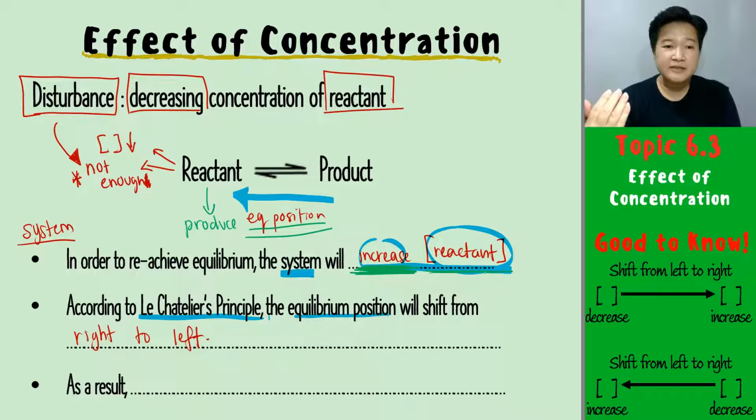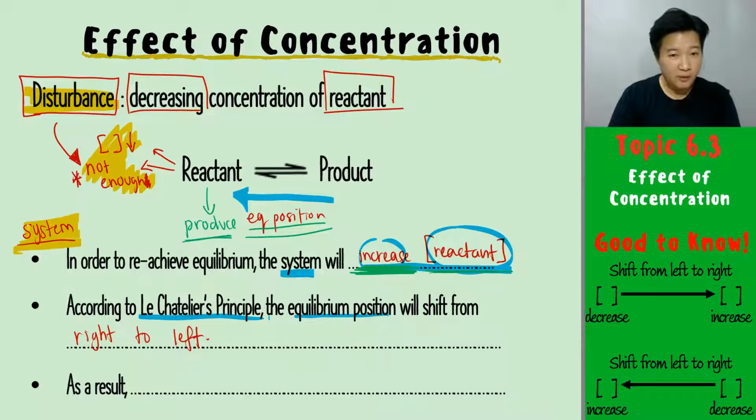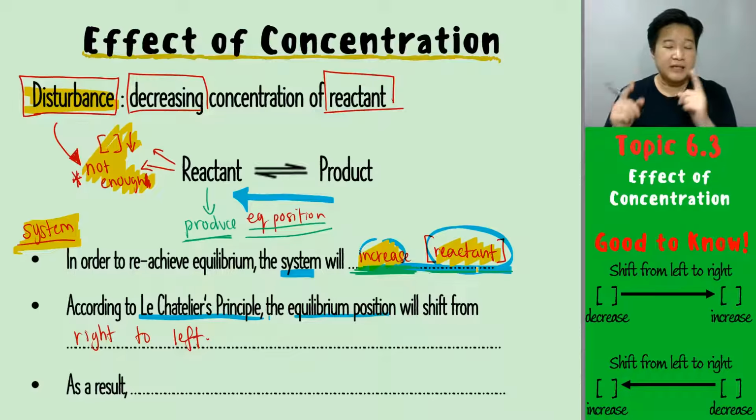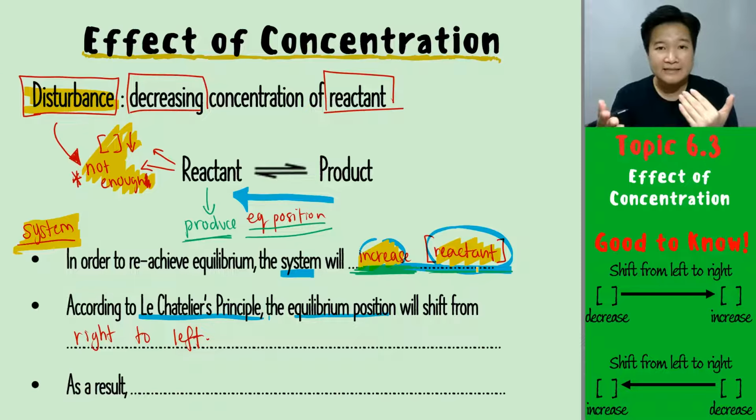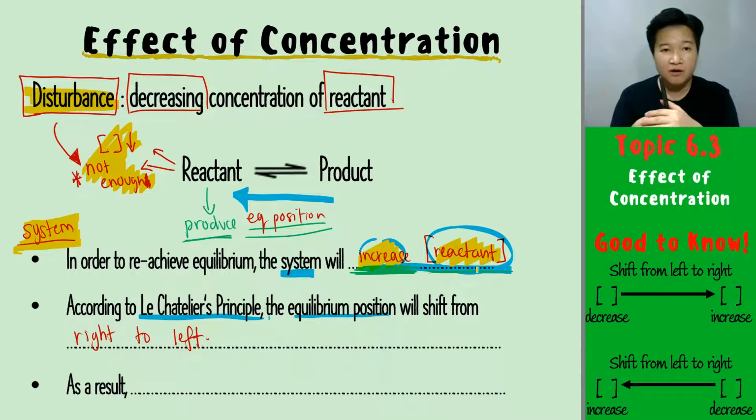And to increase the reactant is as simple as you need to produce the reactant. Okay? Bear that in mind, your disturbance right now is removing the reactant or decreasing the concentration of your reactant. So your system will try to increase the reactant again. Bear that in mind, the Chatelier principle, your system will always go against, will always go opposite of the disturbance, okay? So that the system can re-achieve the equilibrium.